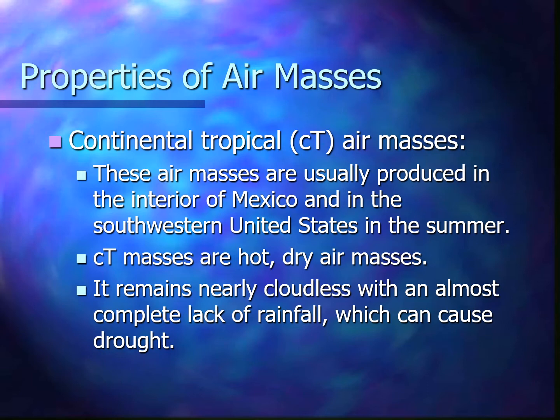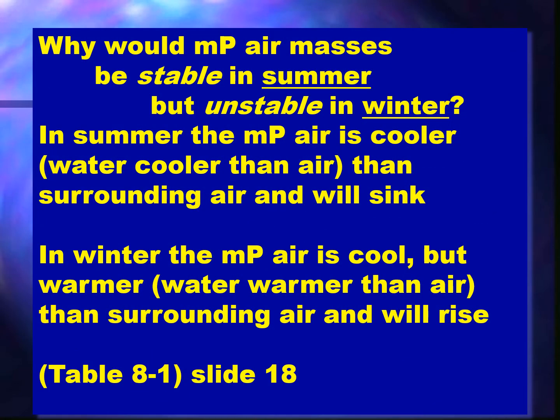Okay, so now let's talk about continental tropical air masses. So these are produced in the interior of Mexico. They're only around in the summer, and they will move north just a little bit into the southwestern United States. So continental tropical, hot and dry. Hot because it's tropical, dry because it's continental. So you'll have these cloudless blue sky days with almost complete lack of rainfall, causing drought and making sure that desert stays a desert, I guess.